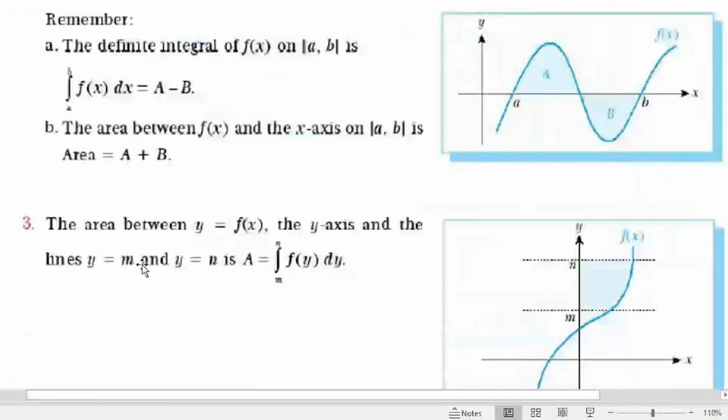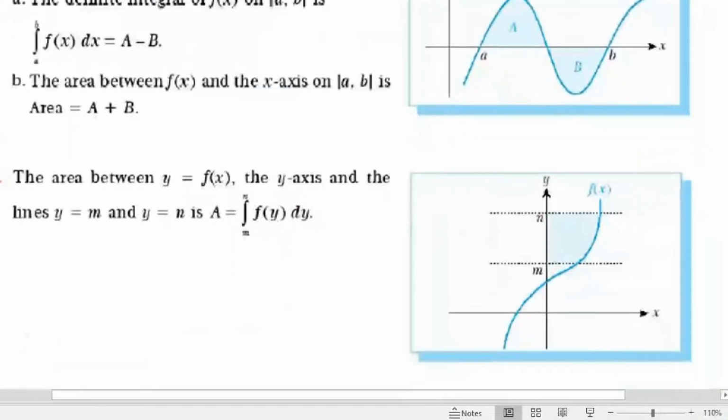Conclusion number three. So we have the area between x equals f of y, the y-axis, and the lines y equals m and y equals n is A equal to the integral of f of y dy evaluated from m to n. So if we're talking about y, the y-axis, then the graph will look like this.